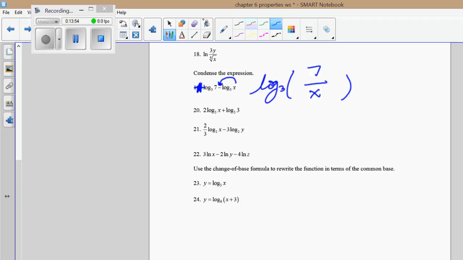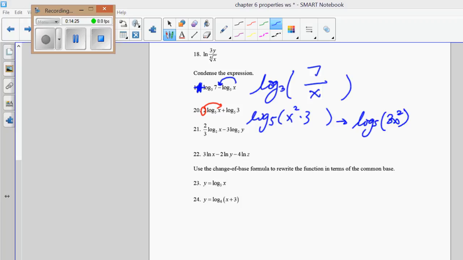Okay, on number 20, you can't start this until you recognize that the 2 is going to be the power of the x, and so it's going to be an x squared. All right, so what we have is 1 log base 5 of stuff, and the plus sign means we're multiplying. So it's going to be an x squared times a 3. So just rewrite that log base 5 of 3x squared.